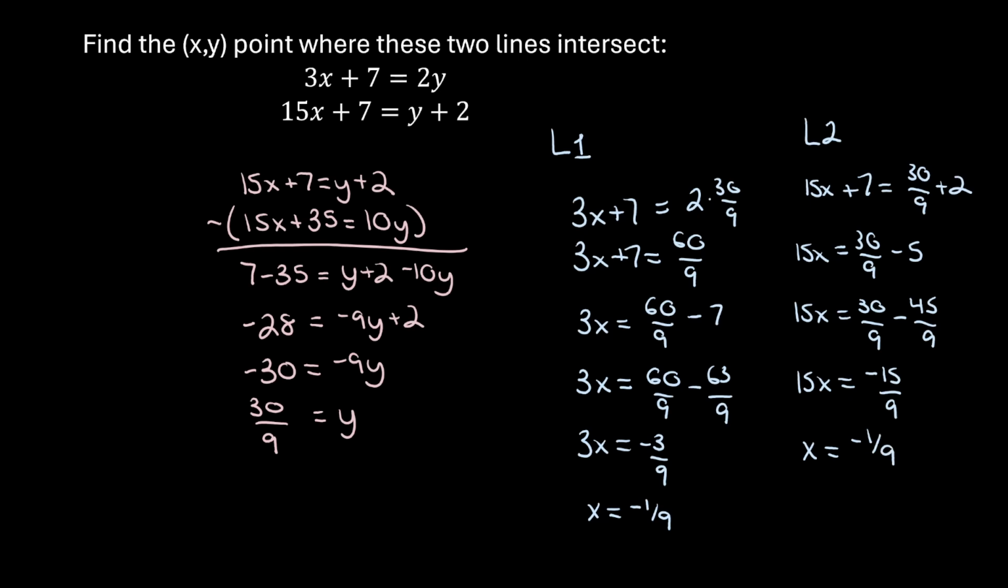So the same x part of the solution as before in line 1. So this is the correct solution. So the xy coordinate solution, or the point where they intersect, is going to be negative 1/9 for x and 30 over 9 for y. Let's move on to some word problems where we actually have to build the equation up ourselves.